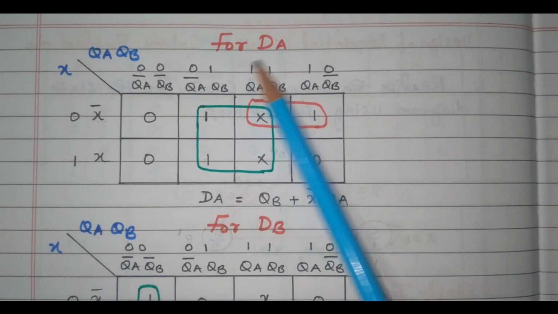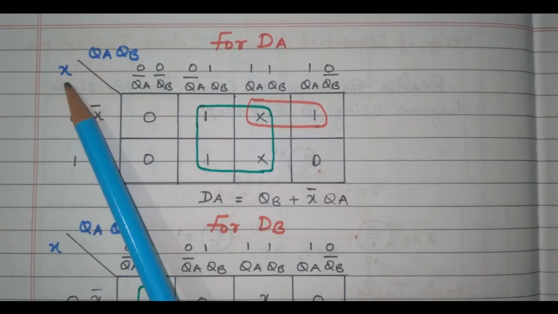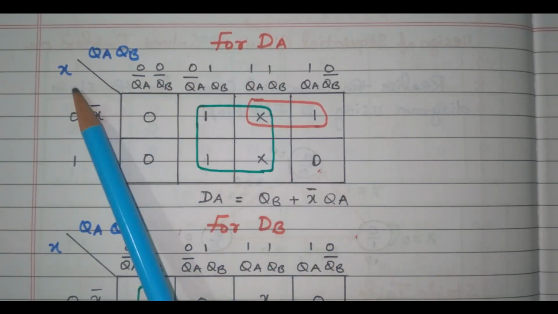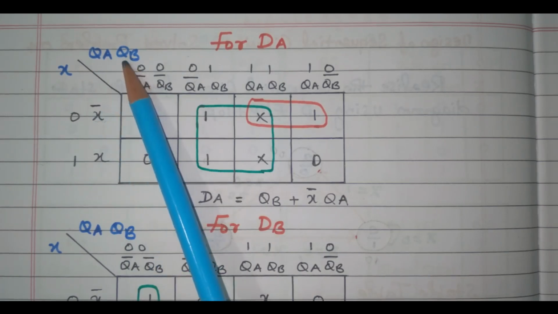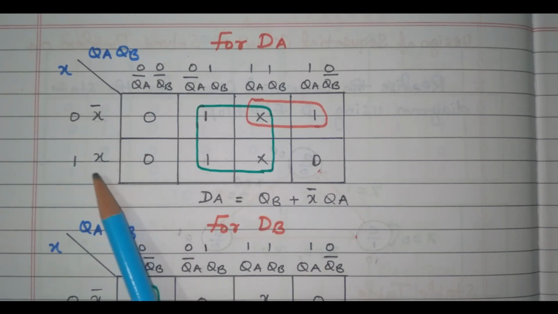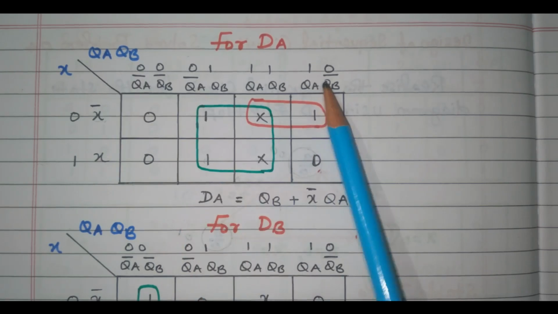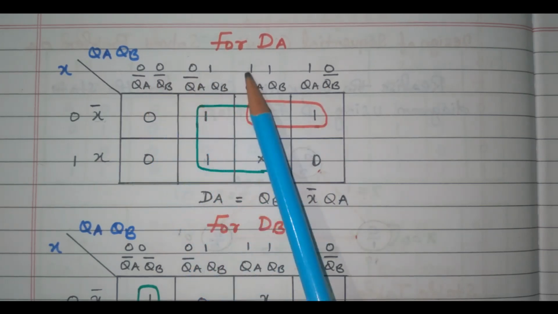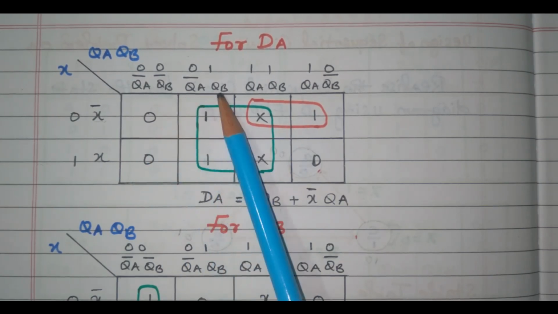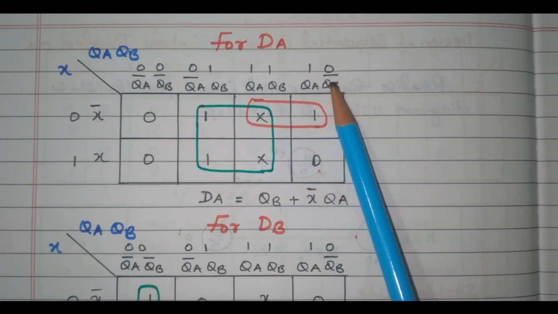So, first for DA, what are the inputs? X, QA, QB. X is the input, QA, QB is the current state. So, the DA depends upon the input X, QA and QB, right? X having one variable, so 2 combinations, X bar and X, that is 0 1. QA, QB, 2 variables, 4 combinations are available: 0 0, 0 1, 1 1, 1 0, that is QA bar QB bar, QA bar QB, QA QB, QA QB bar. 0 means there is a complement.